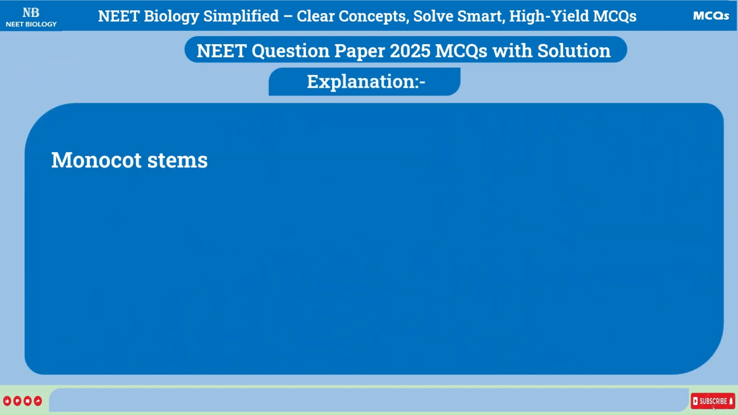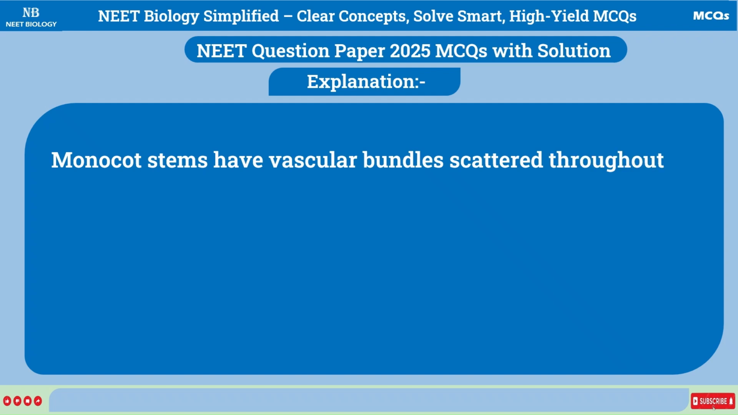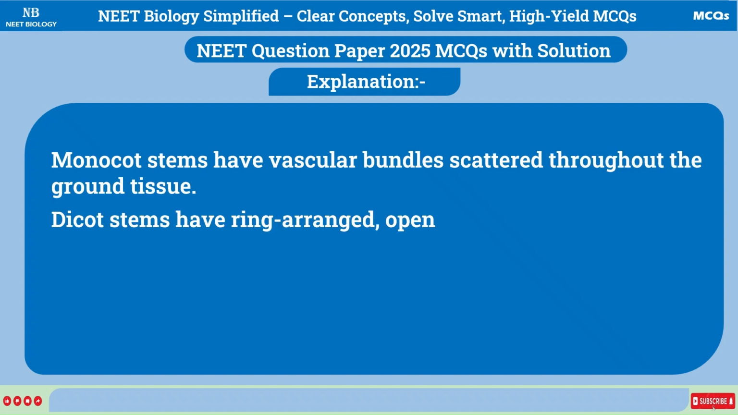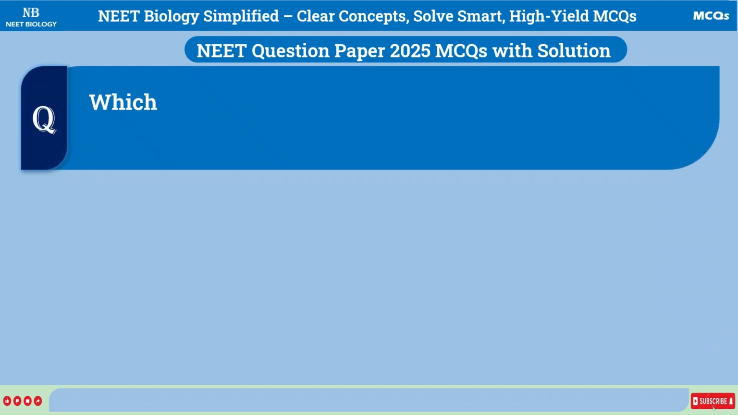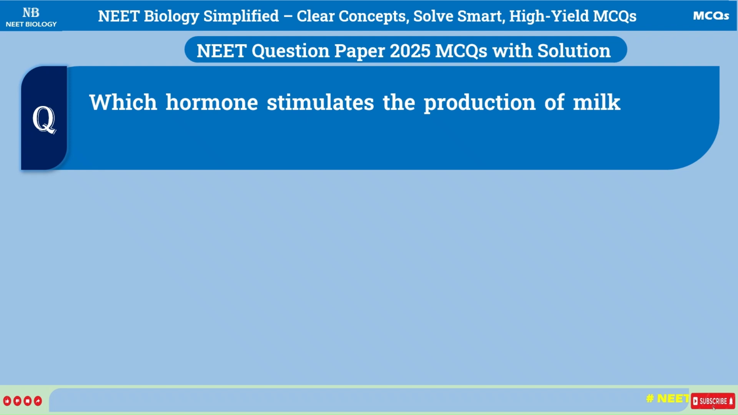Explanation: monocot stems have vascular bundles scattered throughout the ground tissue. Dicot stems have ring-arranged, open vascular bundles with cambium for secondary growth. Which hormone stimulates the production of milk after childbirth?